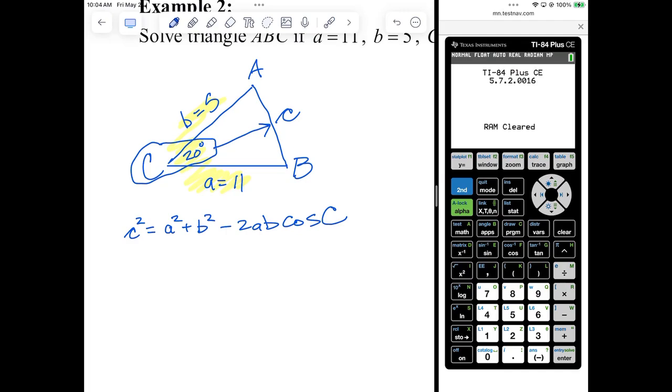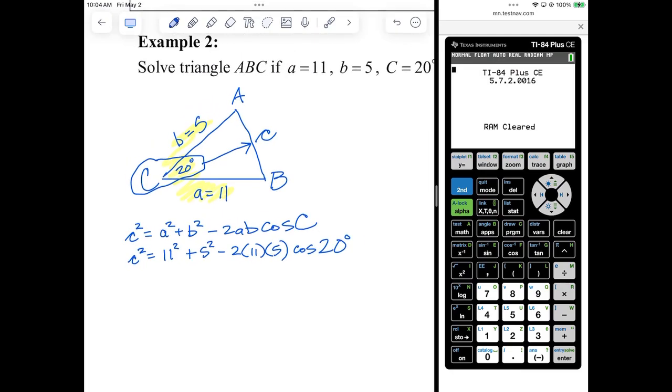All right, now let's plug in. We get c squared equals, a is 11, so that becomes 11 squared. B is 5, so that's 5 squared. Minus 2 times 11 times 5 times cosine of 20 degrees. Now, here's why I call this the easy plug and chug variety. Notice on the right-hand side, we have nothing but numbers, do we? So all we got to do is type it into the calculator and then take the square root of it.